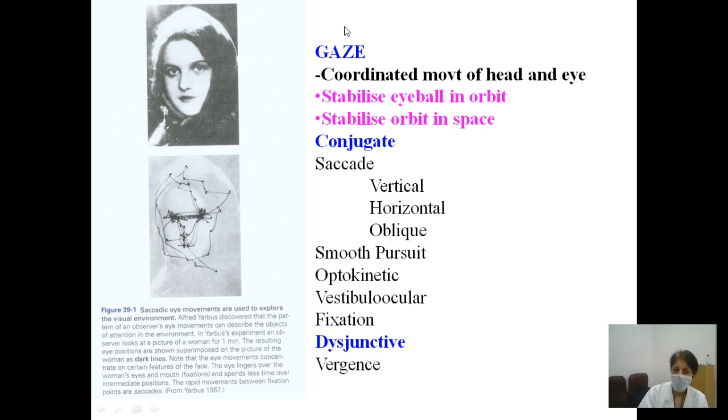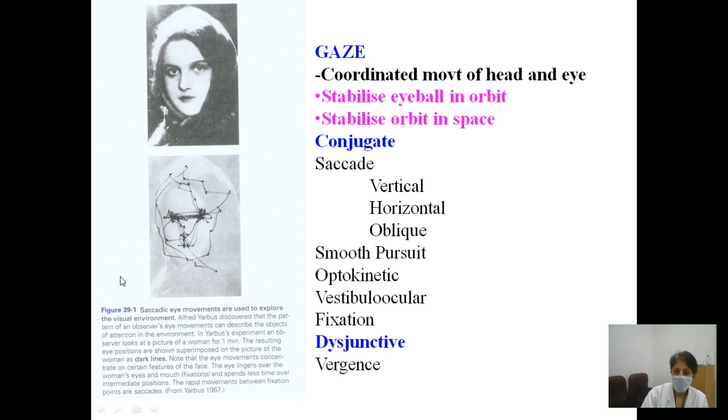Okay, and the main aim of all these movements is, as I told you, that once you select something which is important for you to look at, which demands your visual attention, you focus your fovea on that. The eye moves in such a way so that the image of the object falls on the fovea and remains there.